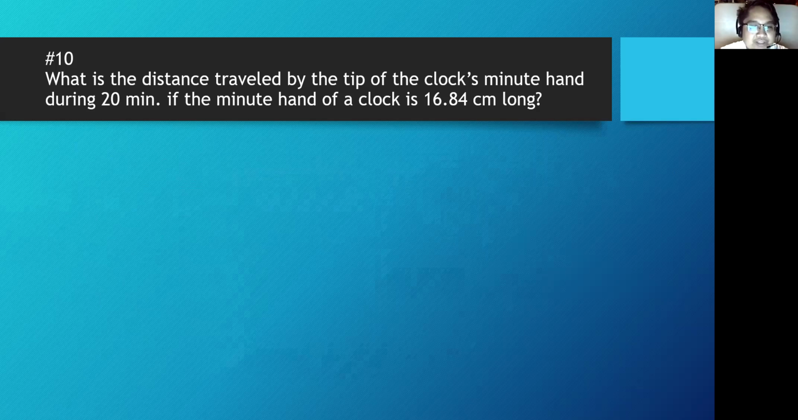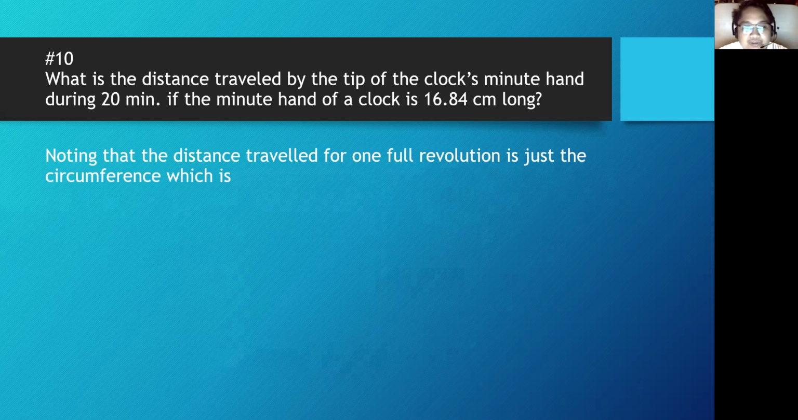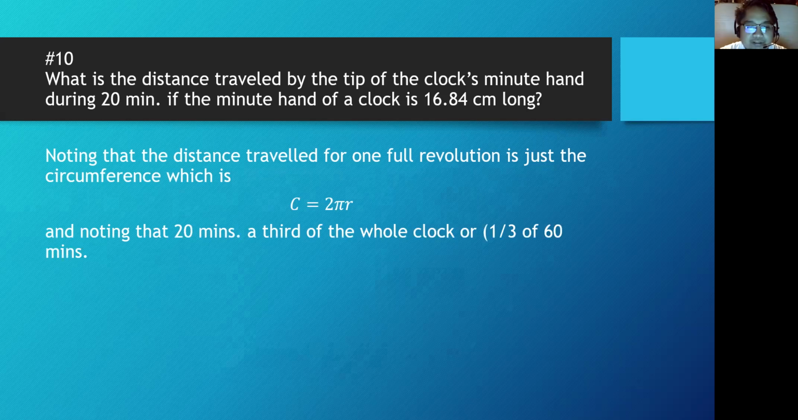And for the 10th problem, what is the distance traveled by the tip of the clock's minute hand during 20 minutes if the minute hand of the clock is 16.84 cm long? So from the problem, it is given that the minute hand of the clock is 16.84 cm, which we can assume is the radius of a full circle. So noting that the distance traveled for one full revolution is just the circumference. So the circumference is equal to 2 pi r.